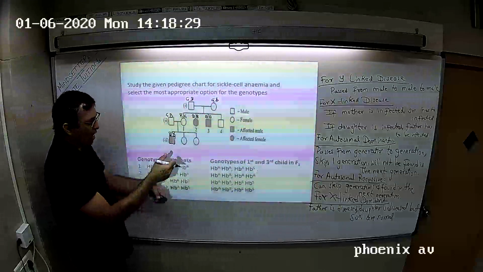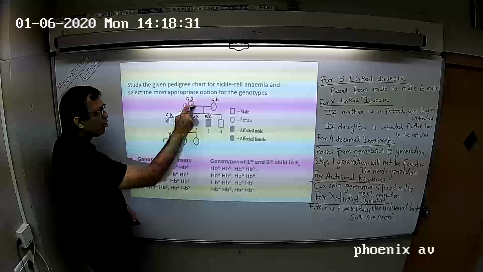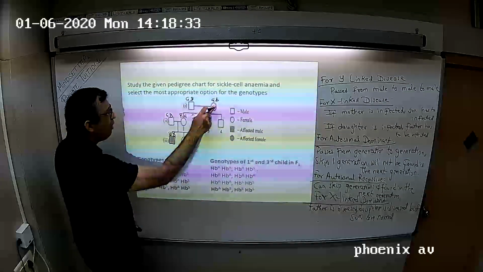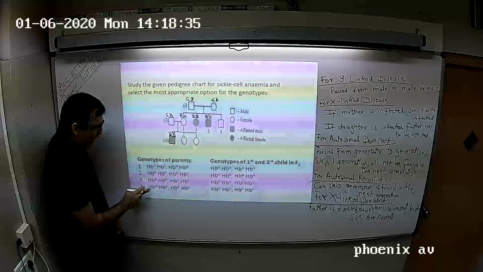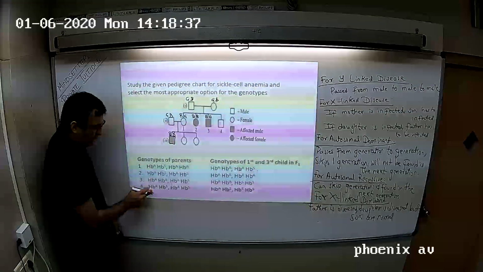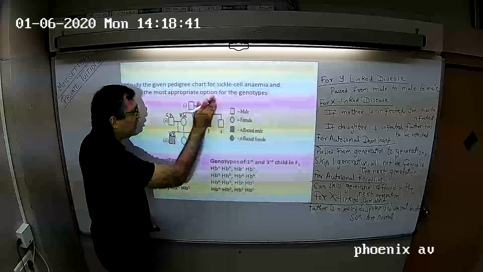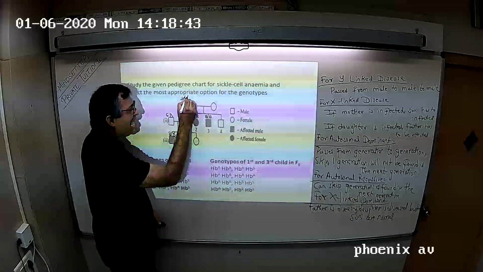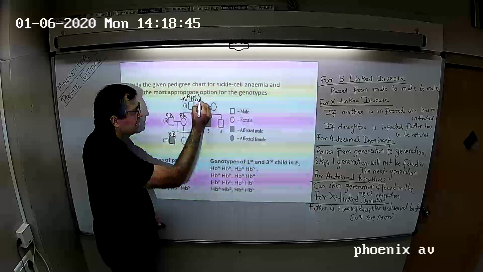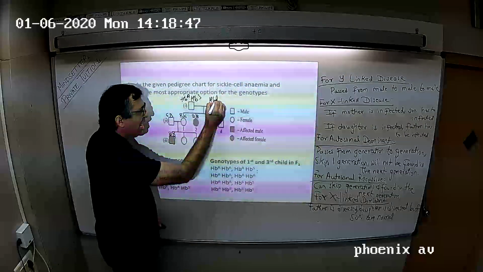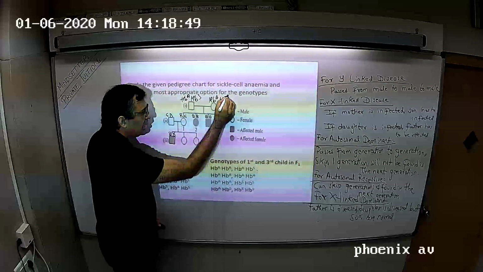So now if we put it in words, what are the genotypes of the parents? For sickle cell anemia, parents are carriers. So they are HbA HbS, HbA HbS. So both of these are HbA HbS.